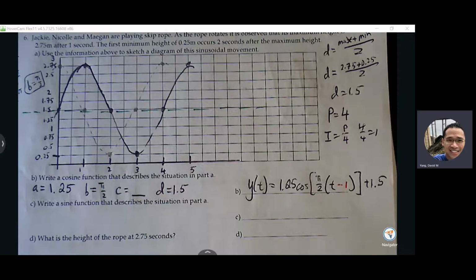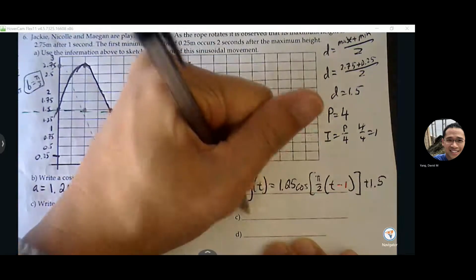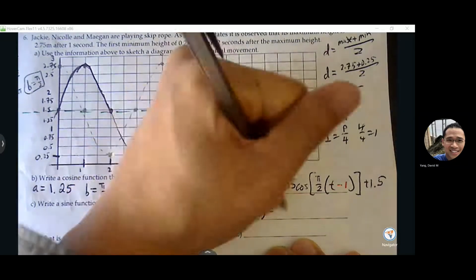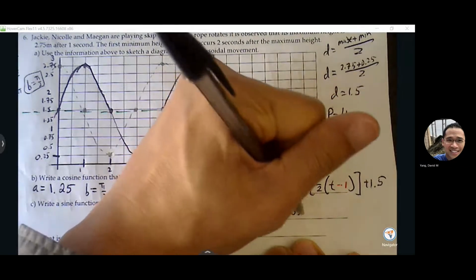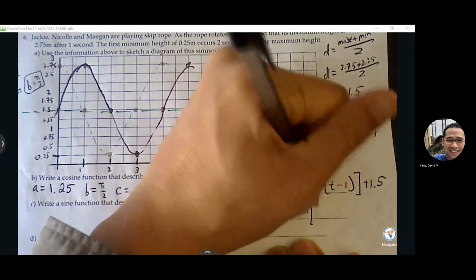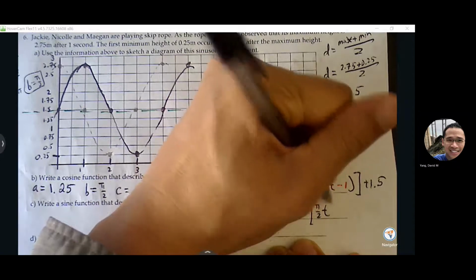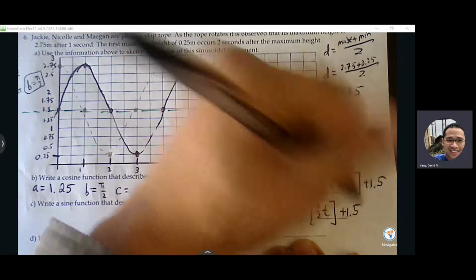So when we write our sine function, we don't have to worry about any shift, because if I just made the graph a little bit longer towards the left, I see that it's already starting at 1.5. It's already starting at the midline. So I can just write my sine function with the same a value, same b value, and same d value. With no shift.